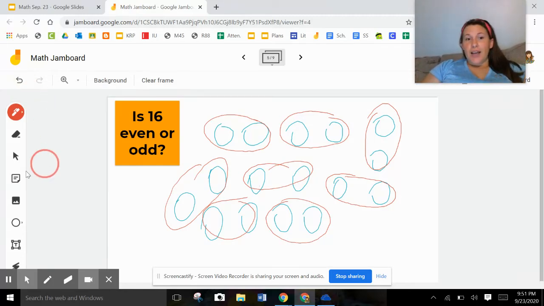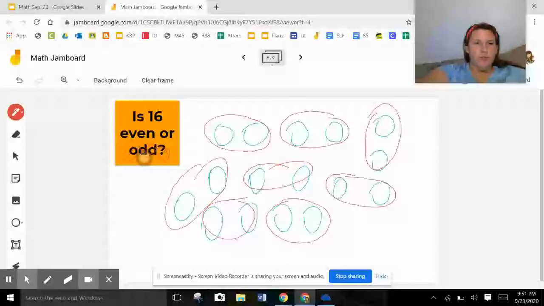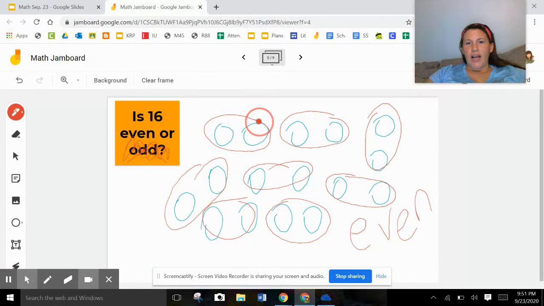So, does everyone have a buddy in here? Yeah, everybody found a buddy. Is there an odd man out? There is not. So our number is not odd. Scribble out odd. Our number is even. So the number 16 is an even number. I love this strategy because it's just fun.